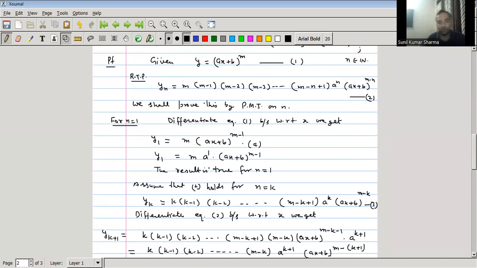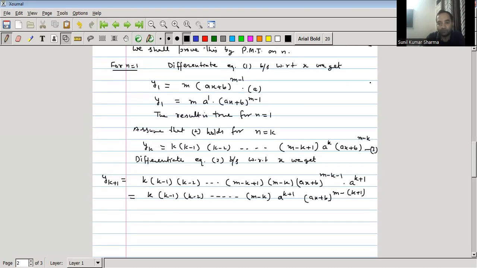If you look at equation number 2, yn is m into m minus 1, m minus 2, m minus 3, up to m minus n plus 1, a to the power n. Here, if you compare this n, the last term is m minus n plus 1, a to the power n, and (ax plus b) to the power m minus n.